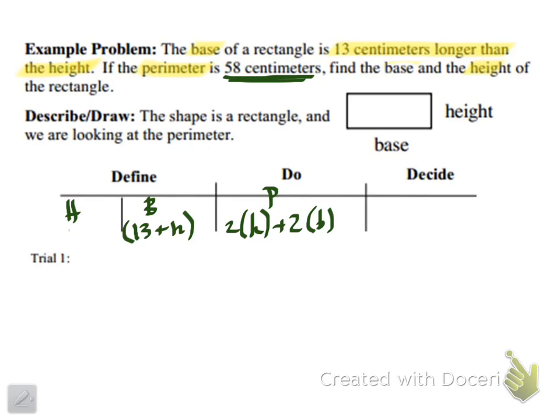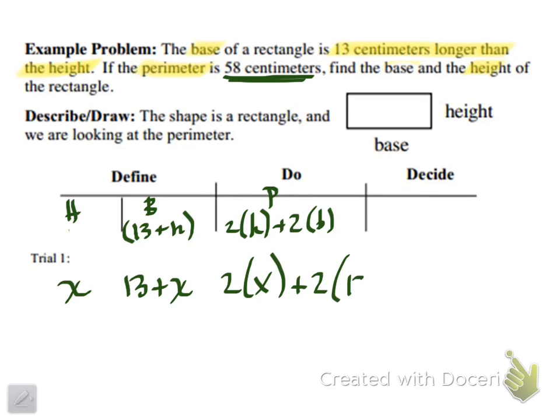Okay? So, we're just going to say it's x. So we know our height is x, therefore our base is 13 plus x. Our perimeter is going to be 2 times the height, which is 2 times x, plus 2 times the base, which is 2 times 13 plus x. Now we have a multi-step expression that we can solve if we set it equal to what our value is supposed to be. So we know our value of the perimeter is supposed to be 58.